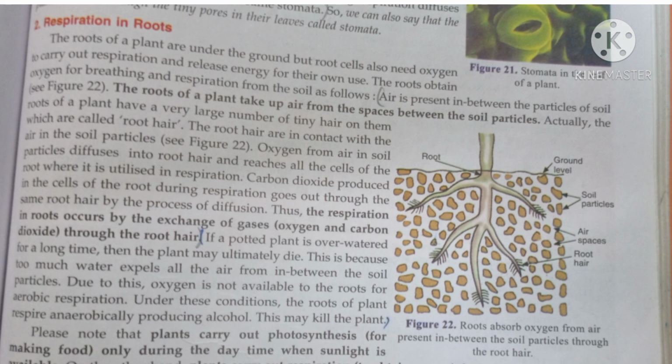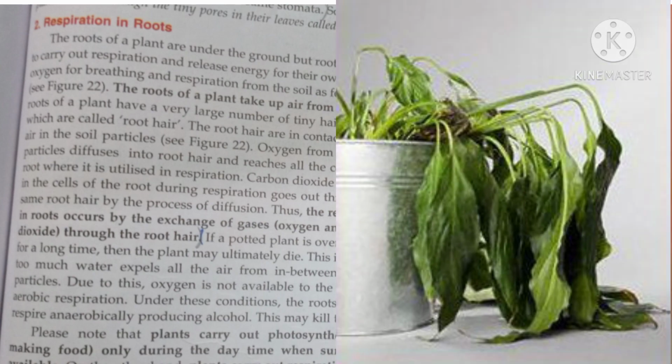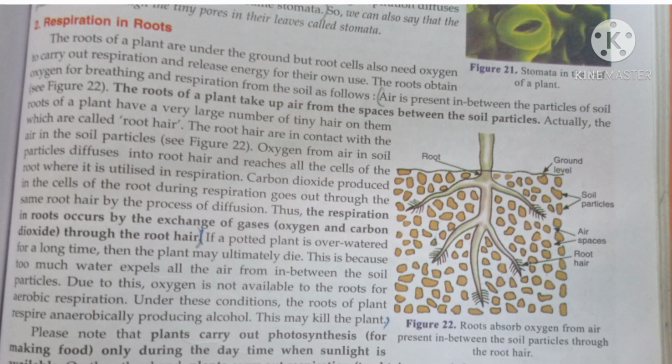through the root hair. Dear students, do you know what will happen if a potted plant is overwatered for a long time? Then the plant may ultimately die. How is this possible? This is possible because too much water expels all the air from in between the soil particles. Understand? And due to this, oxygen is not available to the roots for aerobic respiration. Under these conditions, the roots of plants respire anaerobically producing alcohol, and this may kill the plant.